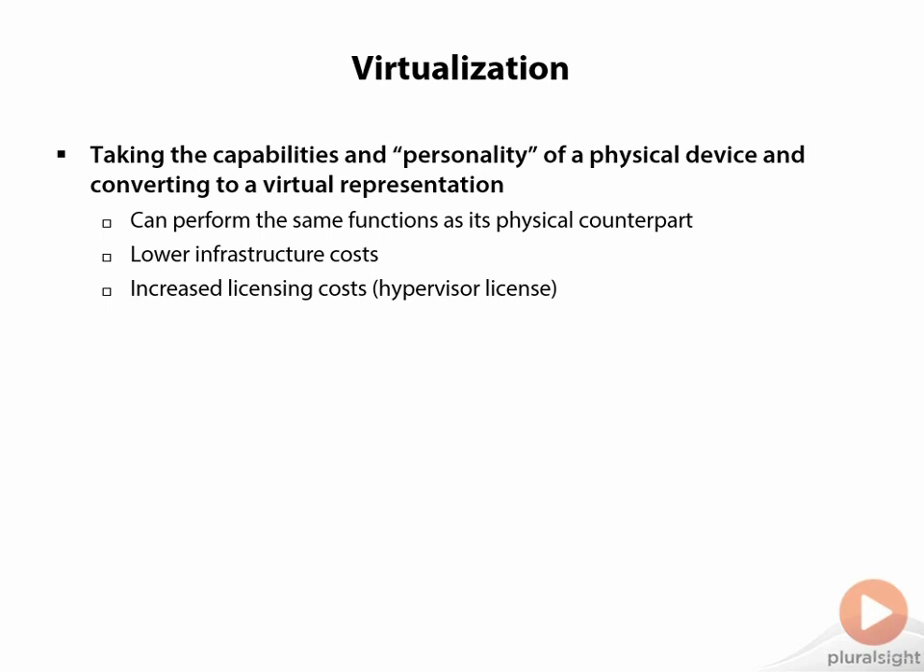It will lower our infrastructure costs because instead of having to buy 20 or 30 servers, we can simply buy 20 or 30 licenses and put them on a single physical server or a cluster. So we're going to lower infrastructure costs. However, you'll notice that we're going to increase licensing costs, the hypervisor license for those individual VMs.